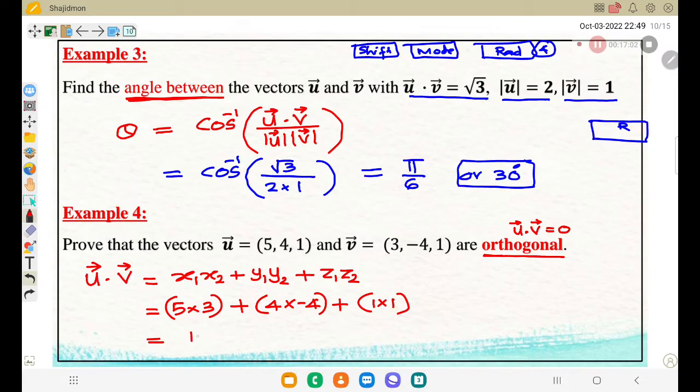So 5 multiply 3, 15. Plus 4 multiply minus 4, minus 16. Plus 1 multiply 1, 1. We are getting 15 minus 16 plus 1, that is answer 0.